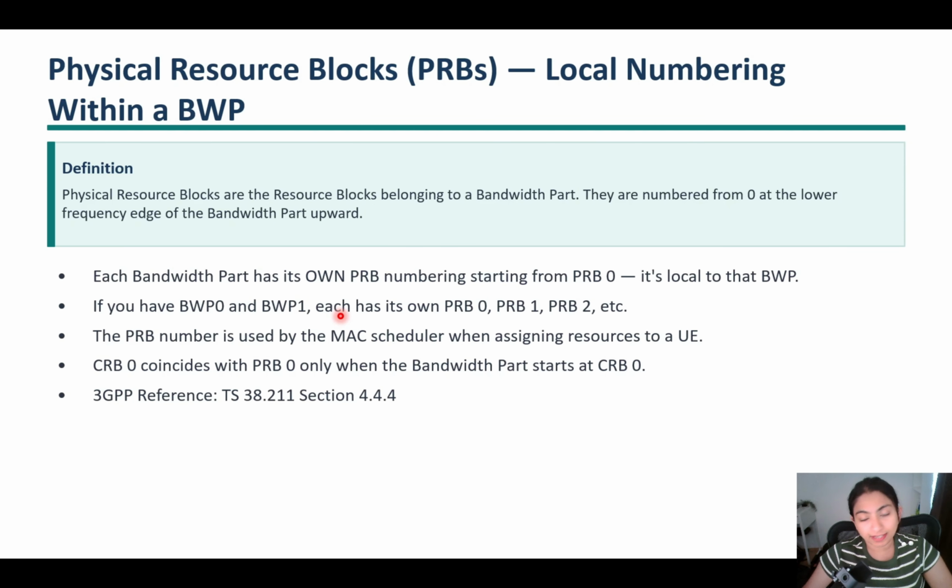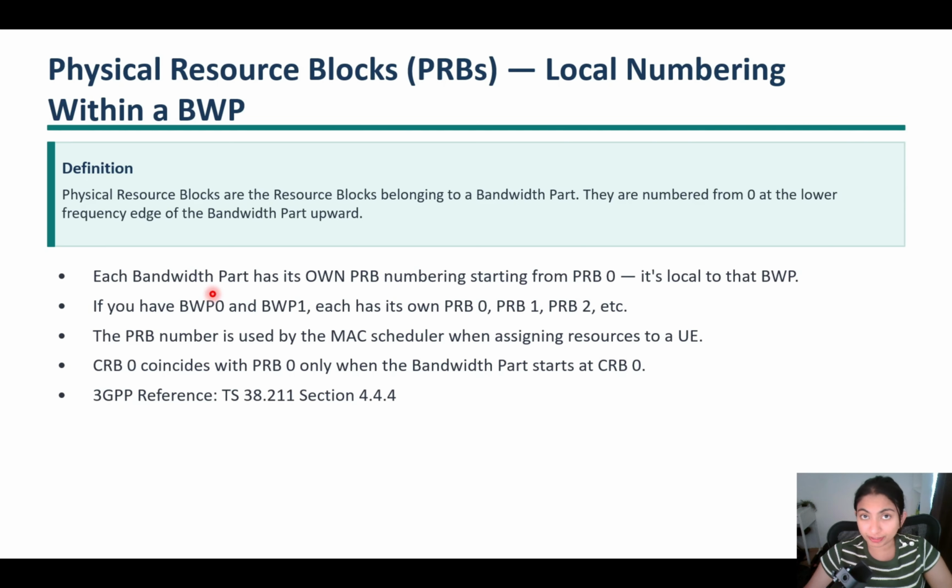So let's say that a base station has configured 2 bandwidth parts in a carrier spectrum, and each bandwidth part would have PRB 0 at its own frequency location. This makes scheduling clean and simple. So when a PDCCH carries a resource assignment, it references PRB numbers within that active bandwidth part. So there is no need to reference the global common resource block numbering. This mapping back to CRBs and absolute frequencies is handled by the physical layer transparently.